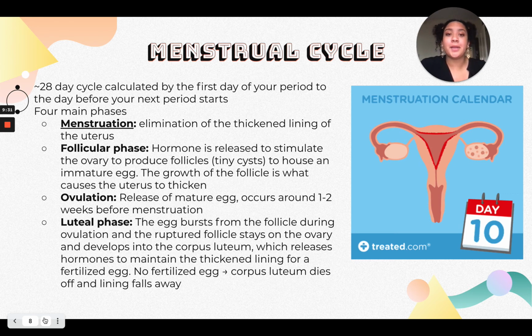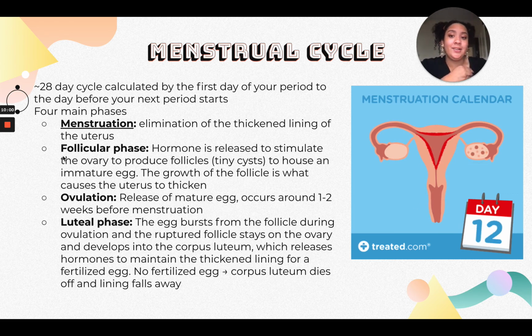Then there is the menstrual cycle. The menstrual cycle lasts 28 days and is calculated from the first day of your period to the day before your period starts. So there are 4 phases. There's menstruation, that's your period. That's the elimination of a thickened lining of the uterus. So right here, if there was no egg or the egg was not fertilized, the lining begins to shed.